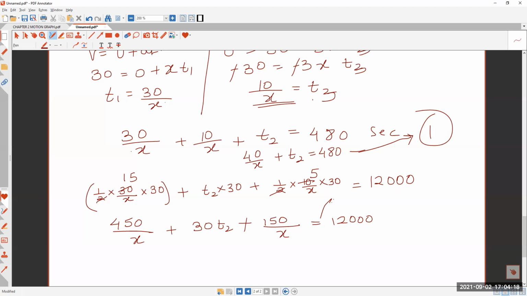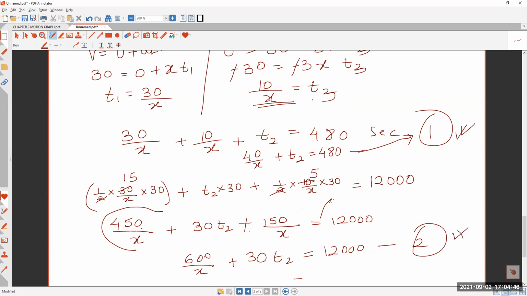Yes, the equation is done. So these are the two equations you are supposed to know. This is equation number 1 and this is equation number 2 which I did over here: 450 plus 150 is 600, 600 divided by x plus 30 t2 is equal to 12000. This is your equation number 2. You have equation number 1 with you. Combine both of them, make t2 the subject of the formula, and find the value for me. I'll pause the recording, please.